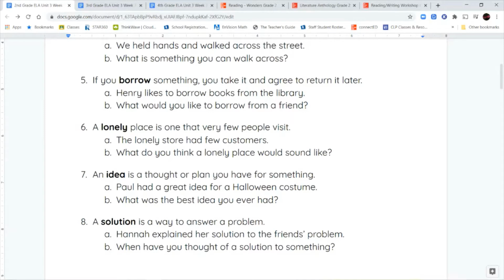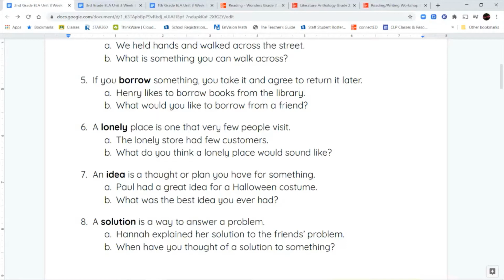Next, we have the word lonely. A lonely place is one that very few people visit. So lonely in general means something or someone that's usually by themselves. There's not a lot of people there. There's not a lot of people visiting or talking to that person or visiting that area.